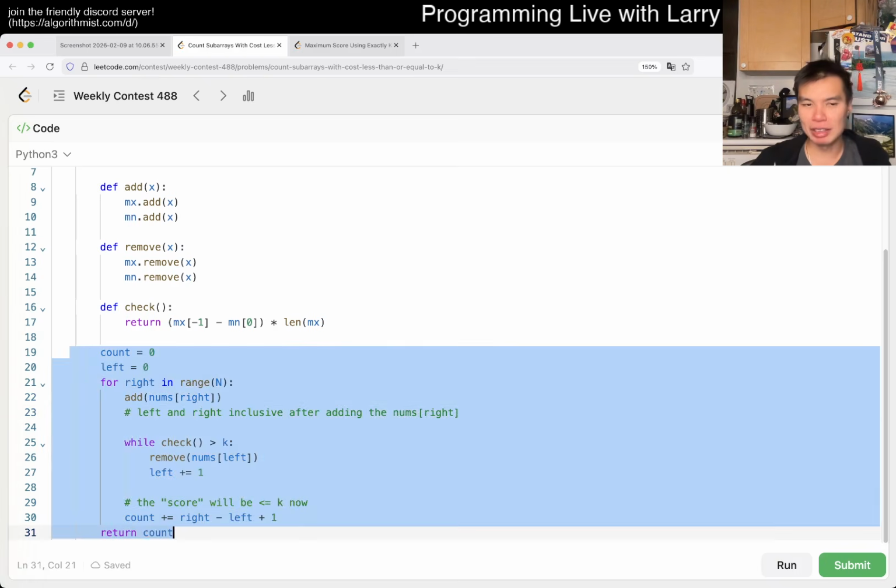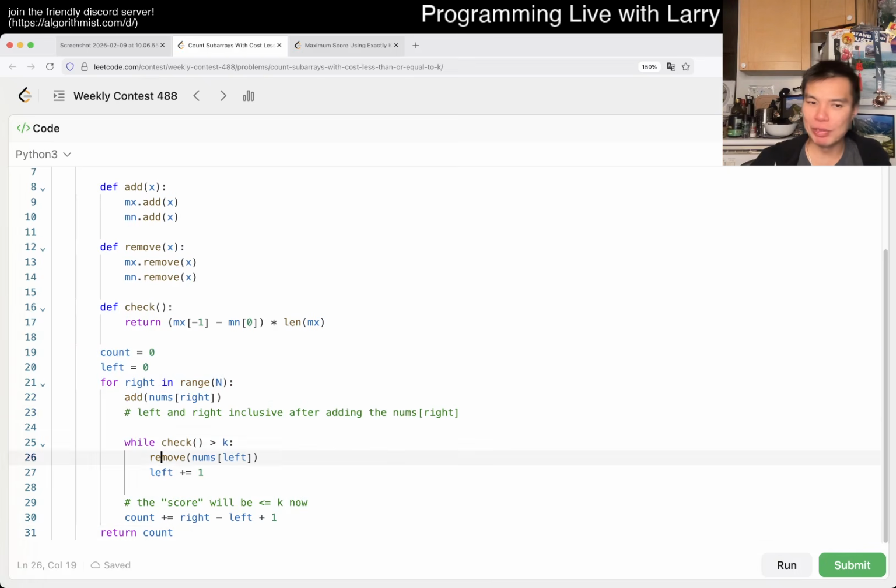This works regardless of what add and remove are, because of the property that I was talking about with the frontier. But for this particular problem, the check would be: you want to get the max, the min, and the length. The length is relatively easy, so you have to worry about the max and the min in a sliding window kind of way. And there are two ways to do it.